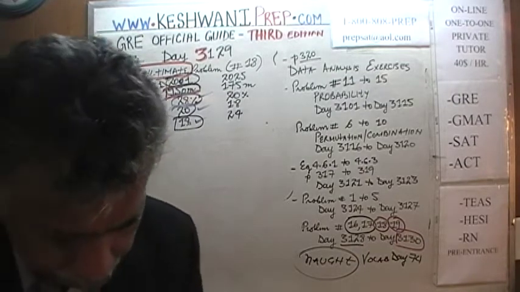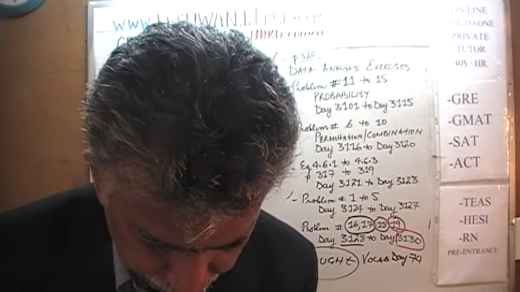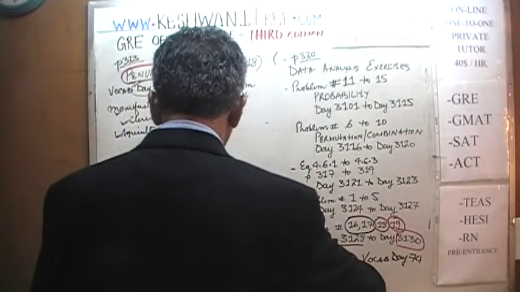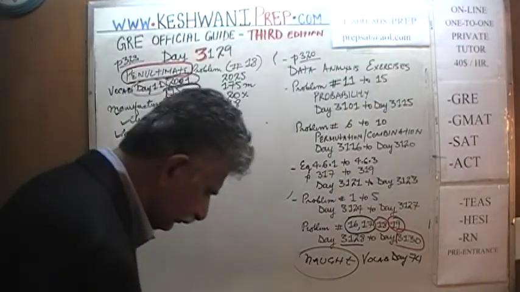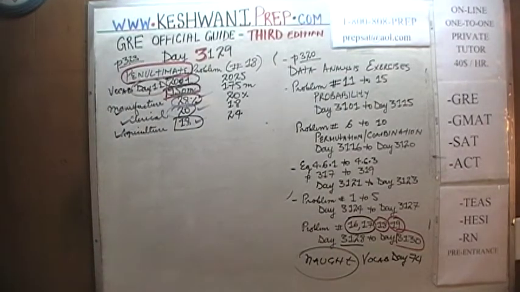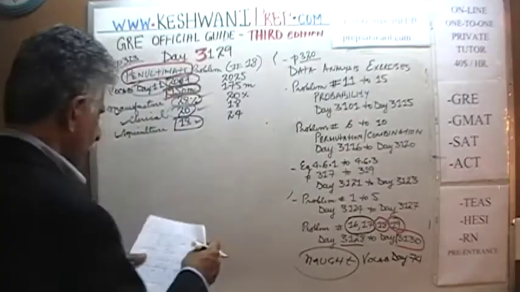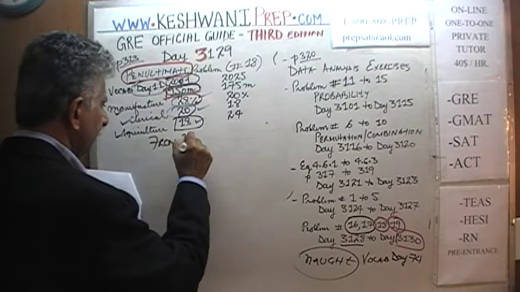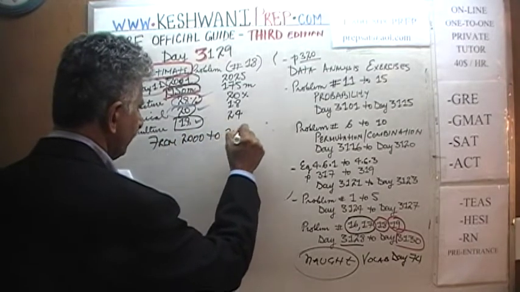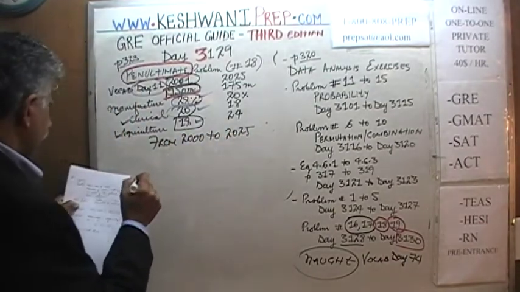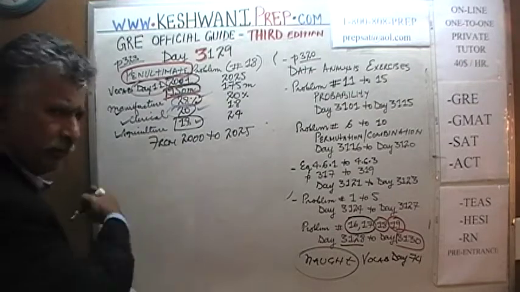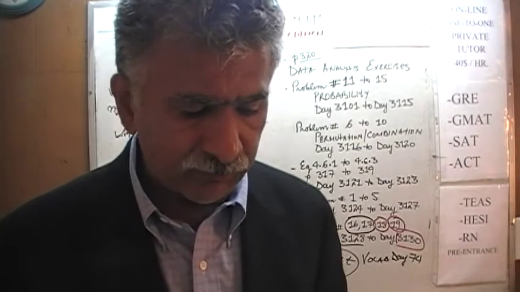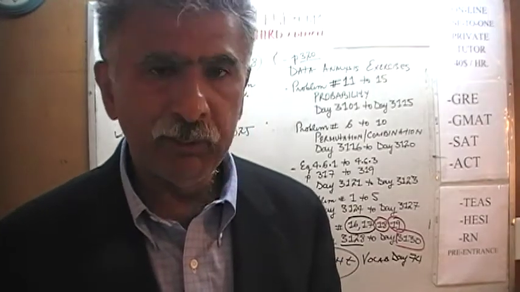Part C says, from 2000 to 2025. I'm not going to write everything because we don't have the room. From 2000 to 2025, the number of workers will increase in which of the following three categories?